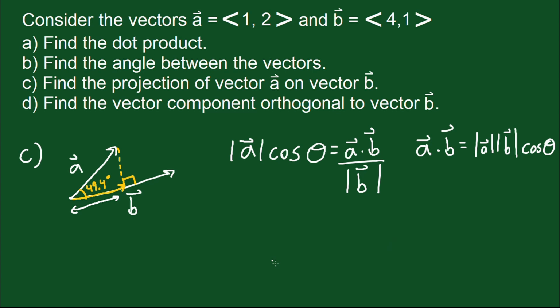But the question is, how do we find the direction? Because remember, vectors are made of magnitudes and directions. This is only going to give us the magnitude. It's only going to give us that length. So how do we find the direction component of this? Well, remember, it's traveling in the same direction as vector B. So what would I have to multiply this magnitude by so that I get a vector that has that magnitude but is in the direction of vector B?